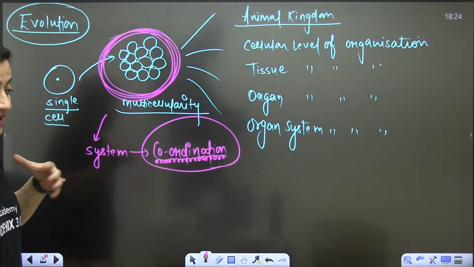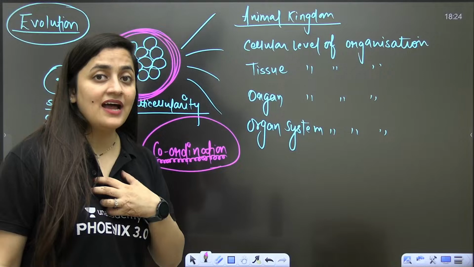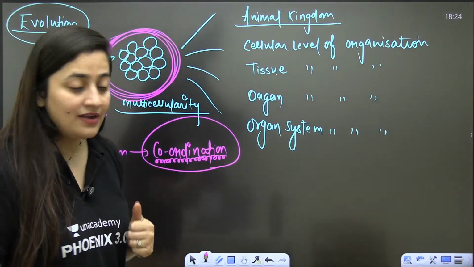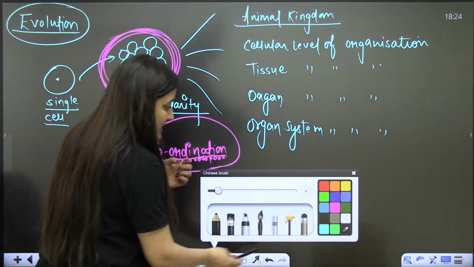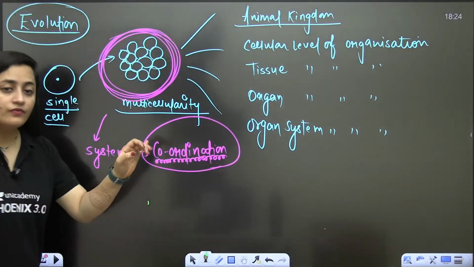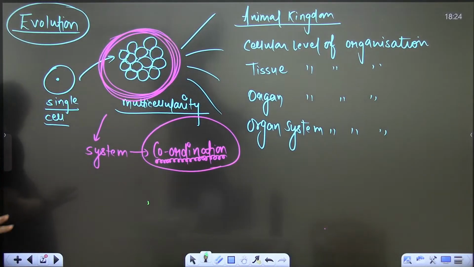We humans are complex, so in our case we have that nervous system. And not just in the case of humans, even in the lower organisms, we will also see that coordination is there. Is that clear?